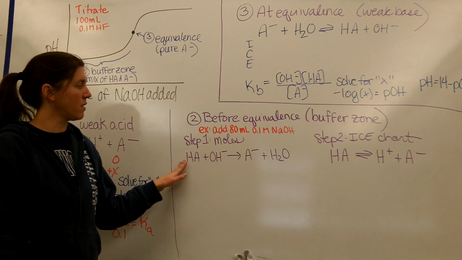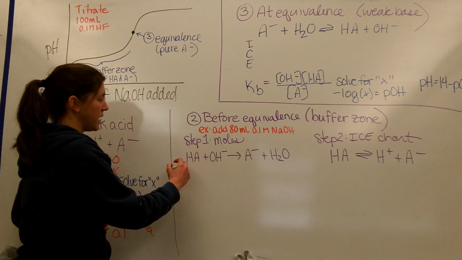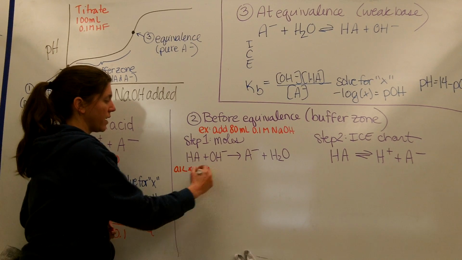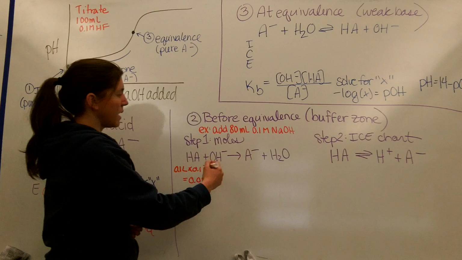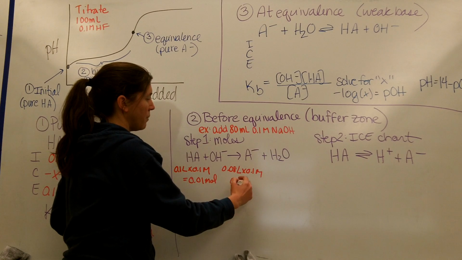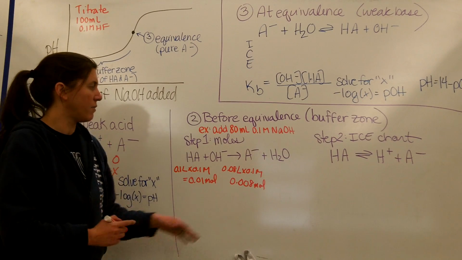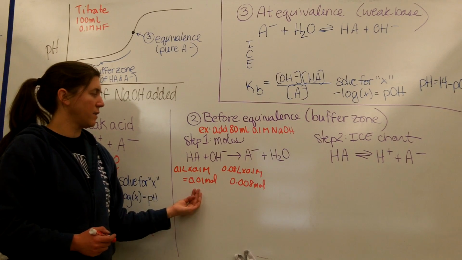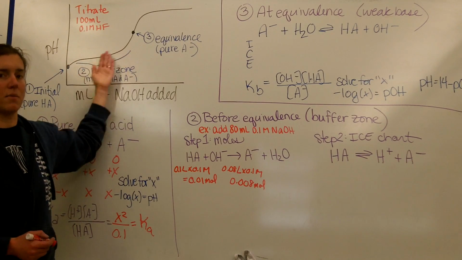If we want to use some numerical example, let's say I've got 100 mL of 0.1 molar HF. That means that I've got 0.1 liters times 0.1 molarity means I have 0.01 moles of my acid. I'm going to do the same thing with my base. I've got 0.08 liters times 0.1 molar. I've got 0.008 moles of my base. Notice how I have less base than acid. So that means at this point, after these react, I'm still going to have some excess HA left over. And that makes sense because I'm not at the equivalence point yet. So I haven't reacted all of my acid.